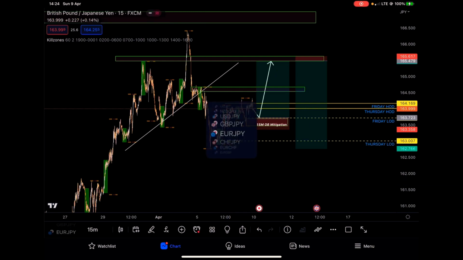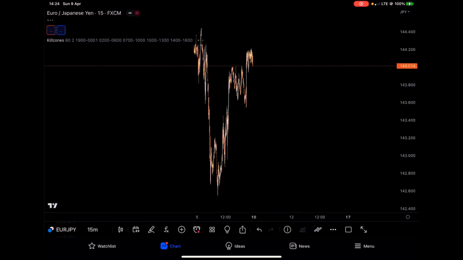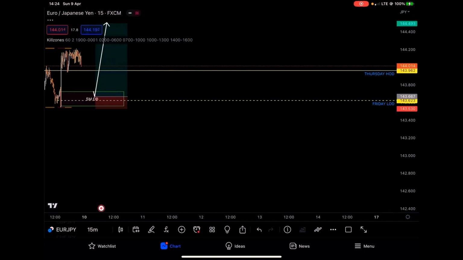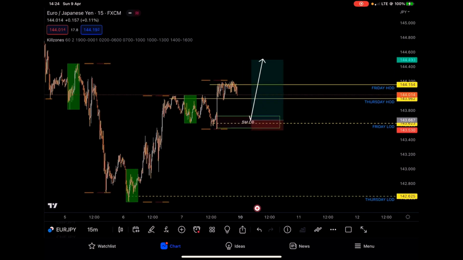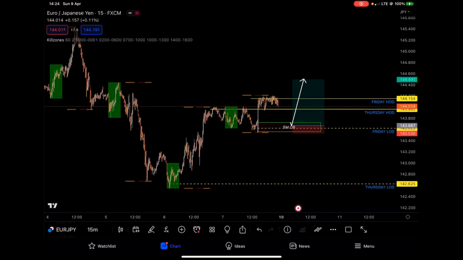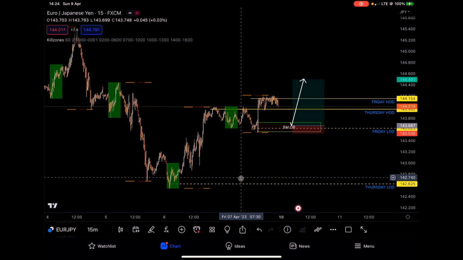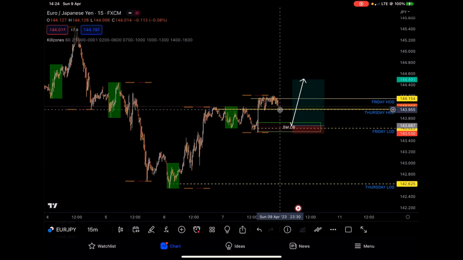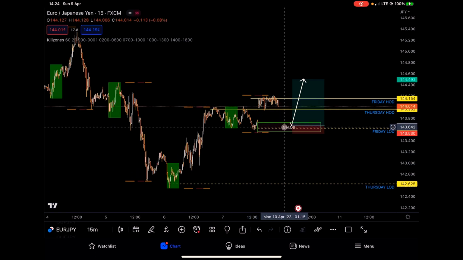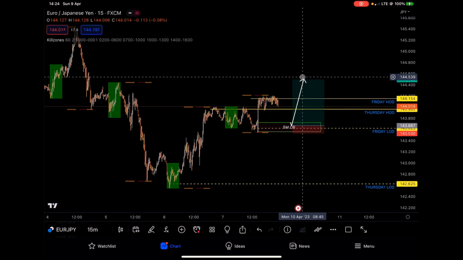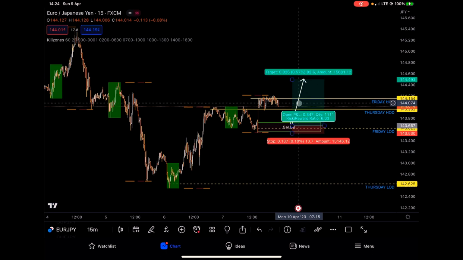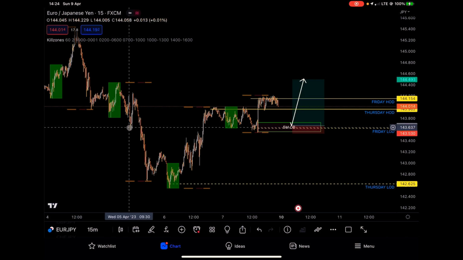on GBPJPY. The last one we're going to look at is EURJPY. Similar setup, I'm sure you've all seen. All the trades I'm taking are on JPY cross pairs. So we can equally expect a downward movement to this 5-minute order block at 143,600, 143,650, where we can look for buys to the upside. Basically the market is repeating itself. I expect a repetition of this move.